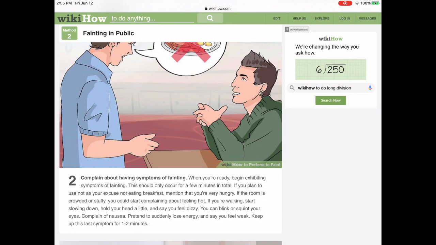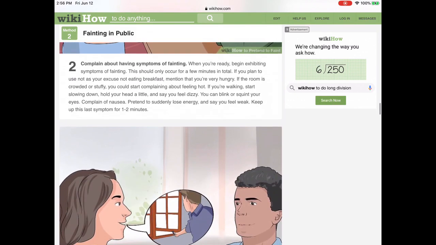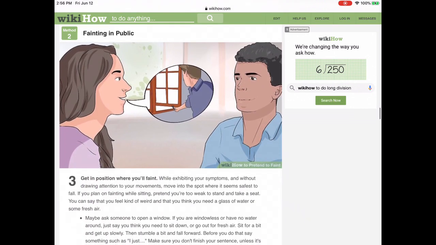Complain about having symptoms of fainting. Say that it's hot, or it's crowded, or it's stuffy. Complain of nauseousness, act weak. That last symptom needs to be there for several minutes or something, for some reason. I do hate crowds. Apparently I'm gonna faint now.